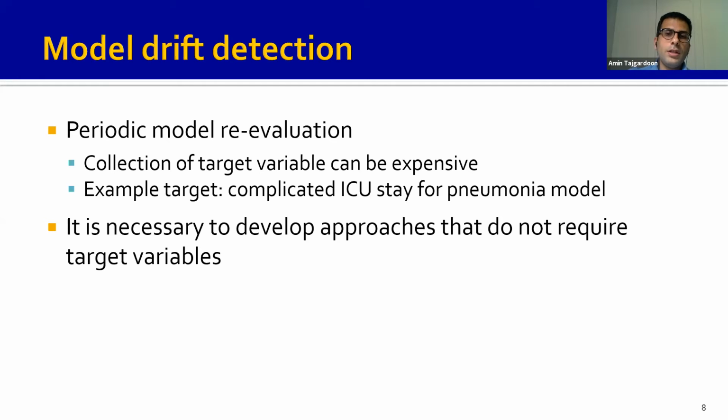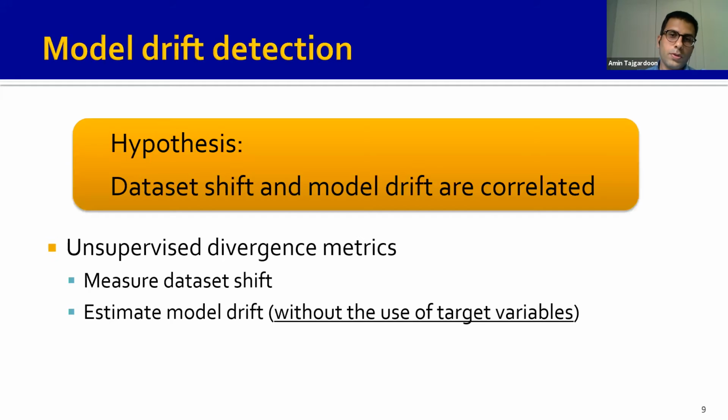Therefore, it is necessary to develop approaches that predict model drift while reducing or eliminating the need for the collection of target variables. Our proposed methods for detecting model drift are based on the hypothesis that there's a correlation between dataset shift and model drift. Accordingly, we propose to use unsupervised distribution divergence metrics that do not require target variables to measure dataset shift and estimate model drift.